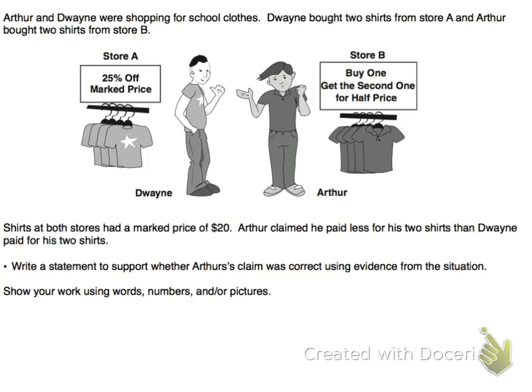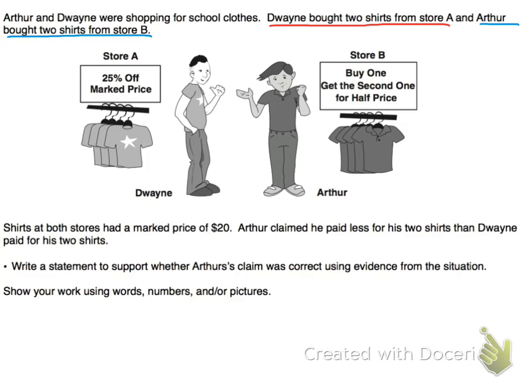So we're supposed to write a statement to support whether Aurther's claim is correct, and we're supposed to use evidence from the situation. Show our work using words, numbers, and or pictures. So now I kind of understand what's going on. They both went to different stores. They both bought 2 shirts, but Aurther thinks he paid less. All right, I'm going to go back and underline some important things and see if I can make sense of this. Dwayne bought 2 shirts from store A. Got it. Aurther bought 2 shirts from store B.